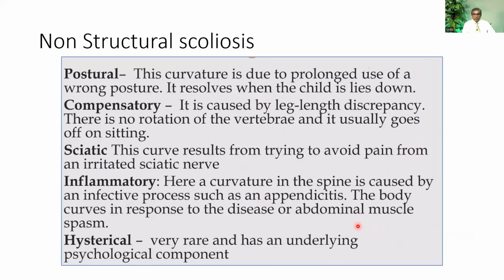The same scenario can occur with inflammation caused by infective processes like appendicitis or psoas abscesses. They also can have a curve in the spine, which resolves once you sort out the inflammation. Very, very rarely there can be a psychological component associated with them, where they tend to lean onto a side or look like scoliosis, but these are not structural curves.